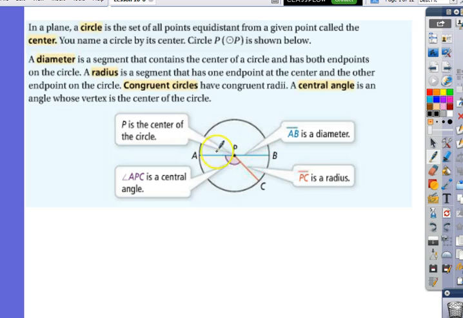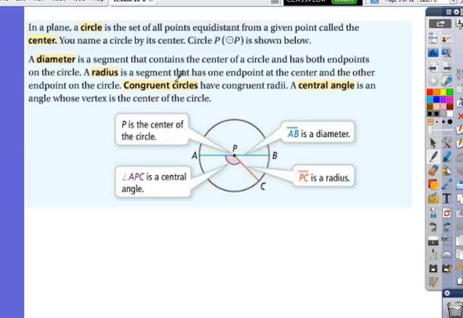Sure. So we've got diameter, we've got radius. Those are terms you should all already be familiar with. Some things that you might not be familiar with is a congruent circle. A congruent circle is a circle in which the radii are the same. So if I have two circles and they can be located anywhere on your paper or whatever, if their radii match, they are congruent circles.